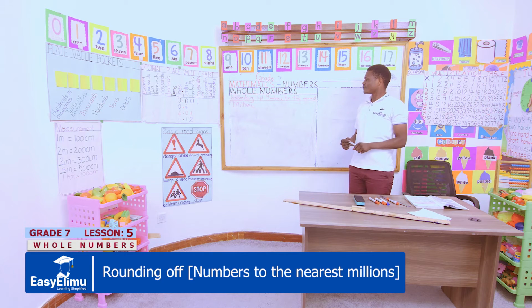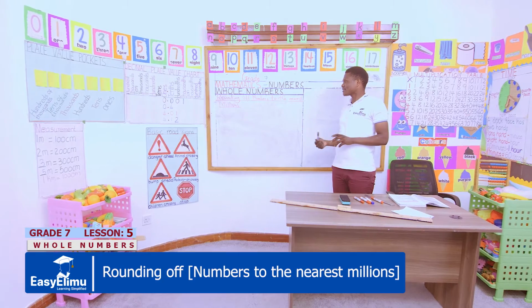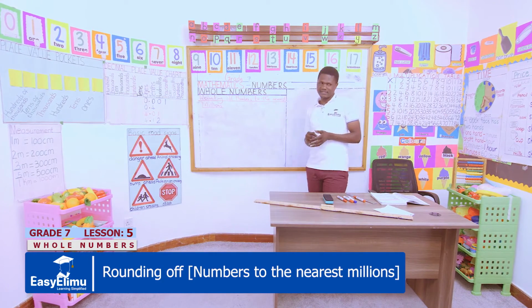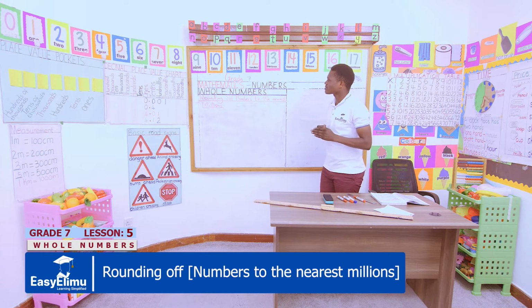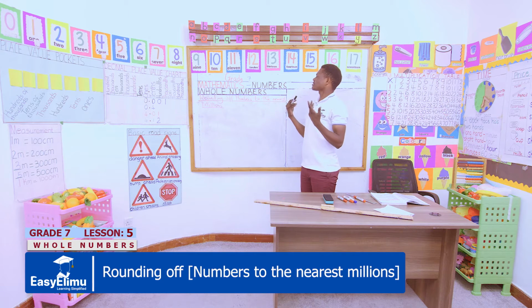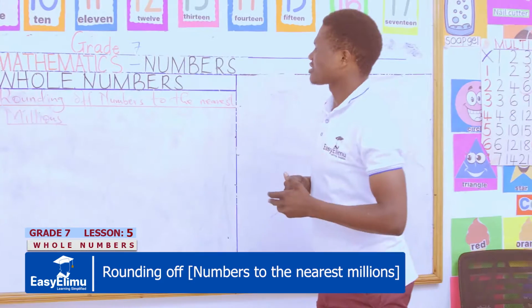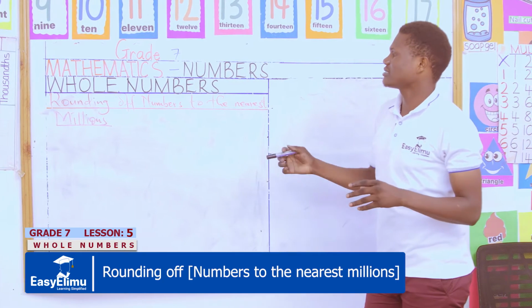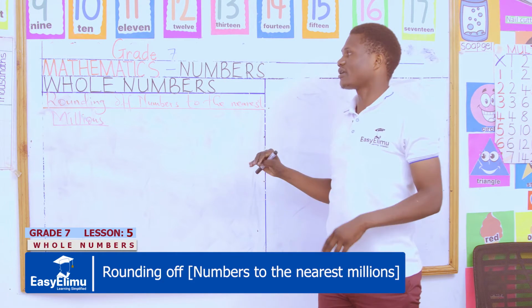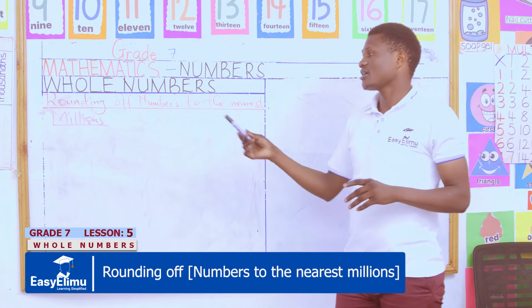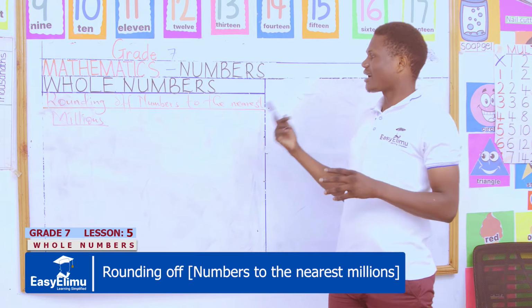So today we are going to discuss whole numbers. Under whole numbers we are going to talk about rounding off numbers. Once again, this is something we have done in our previous classes. We have discussed how to round off numbers to the nearest tens, hundreds, thousand, all the way up to the nearest hundreds of thousands. So at this juncture, in grade 7, we are going to discuss how to round off numbers to the nearest millions and to the nearest hundreds of millions.